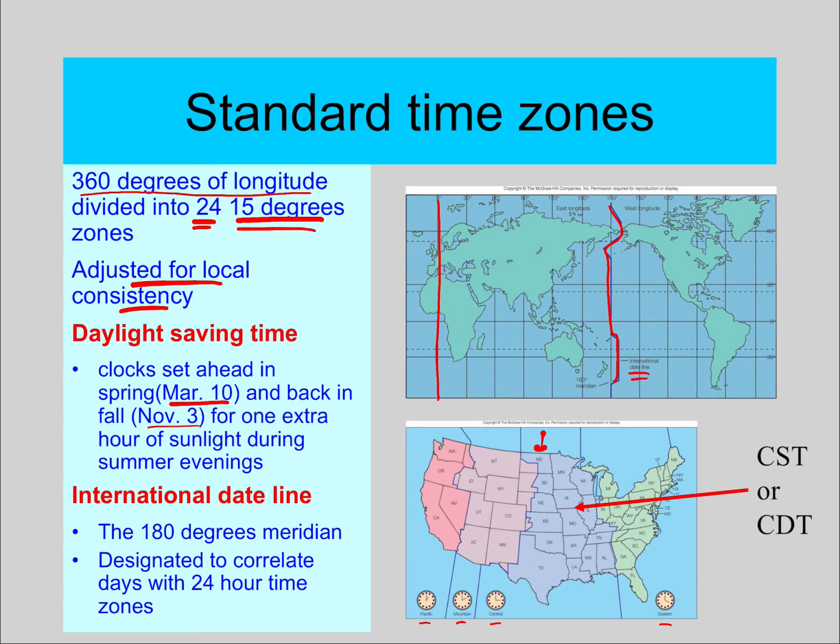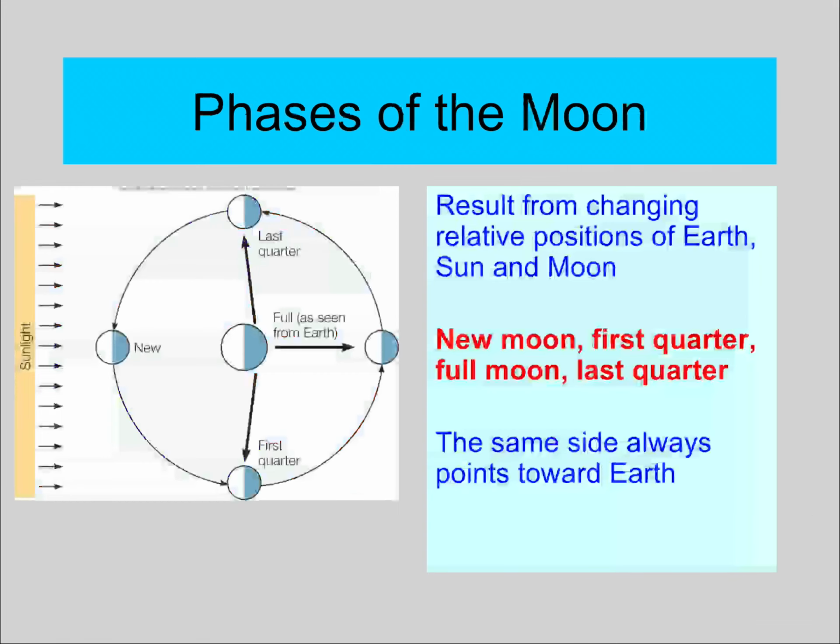Now the international date line, like I said, is the 180 degrees meridian, and it's designated to correlate days with 24-hour time zones, which we just talked about the ones for the United States. So we talked about 4 of them, and there's going to be 20 other time zones across the world.